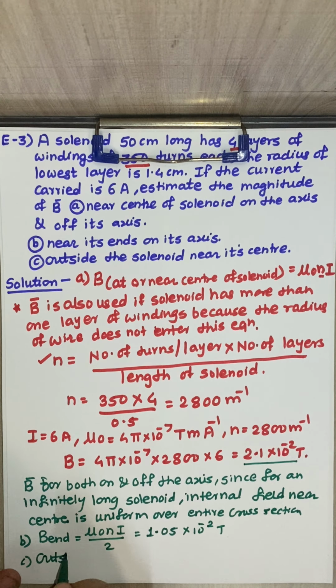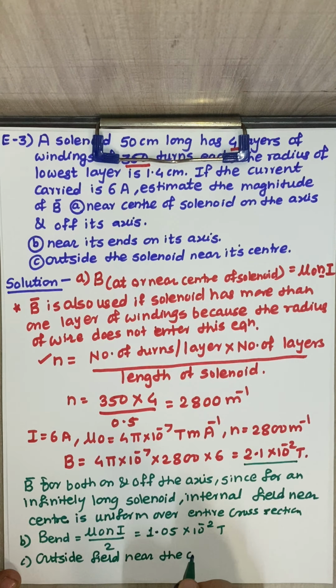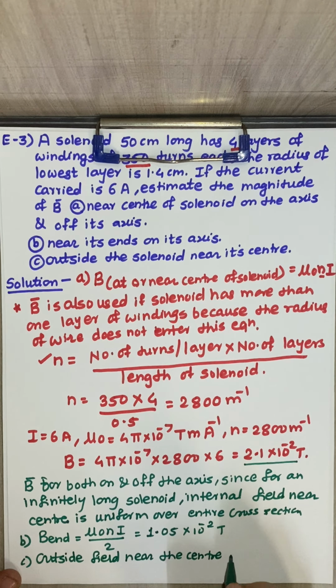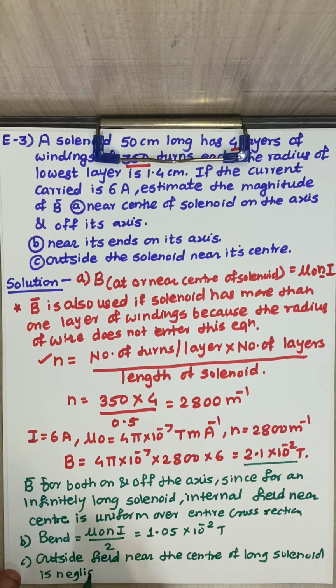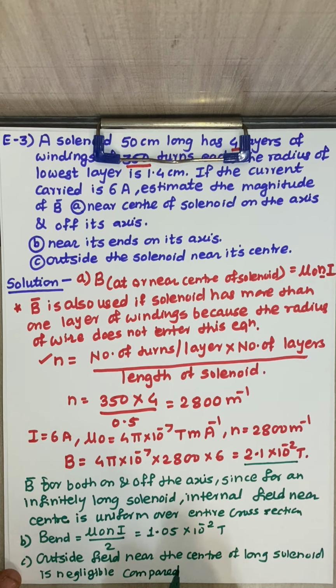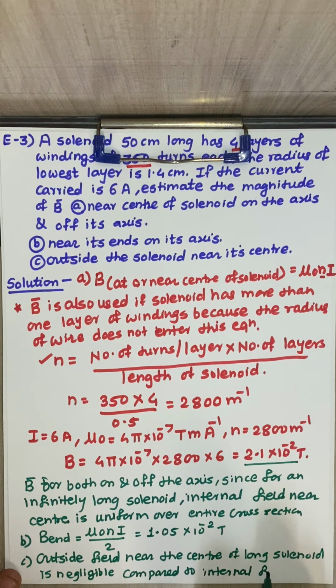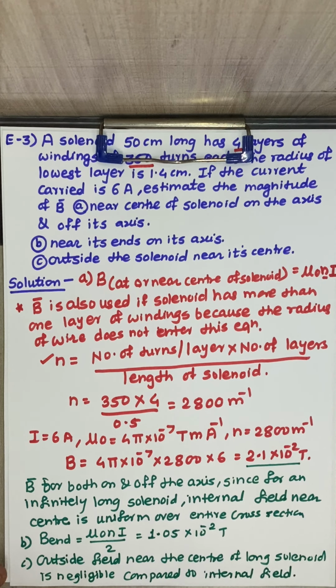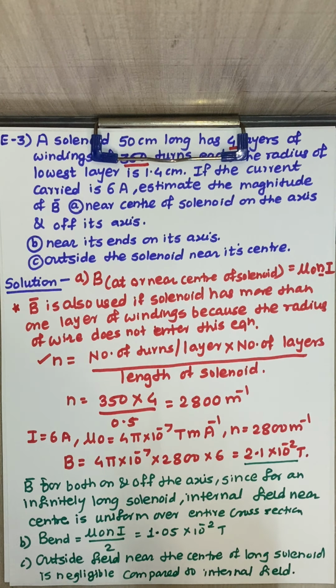Outside field near the center of a long solenoid is very negligible compared to the internal field, because the internal field is very strong. Okay, so this is the third example.